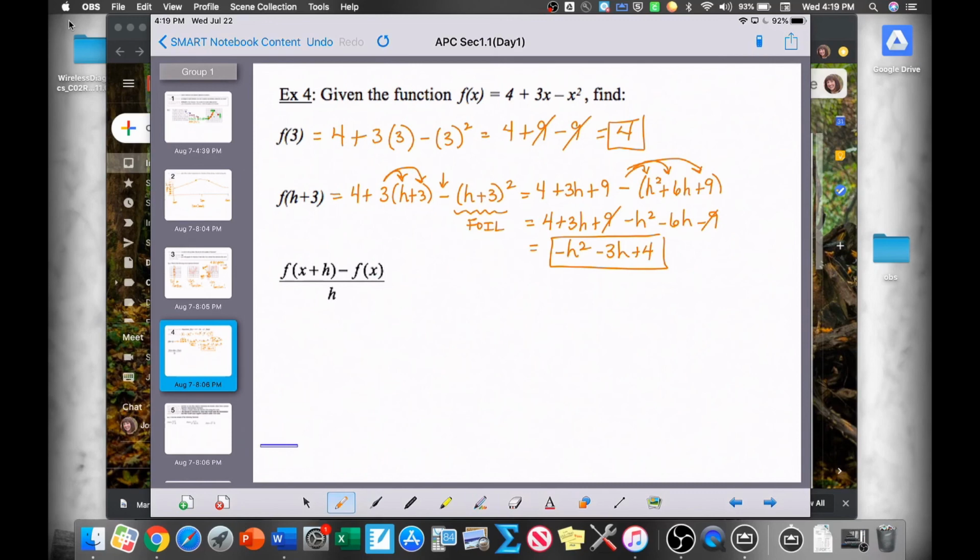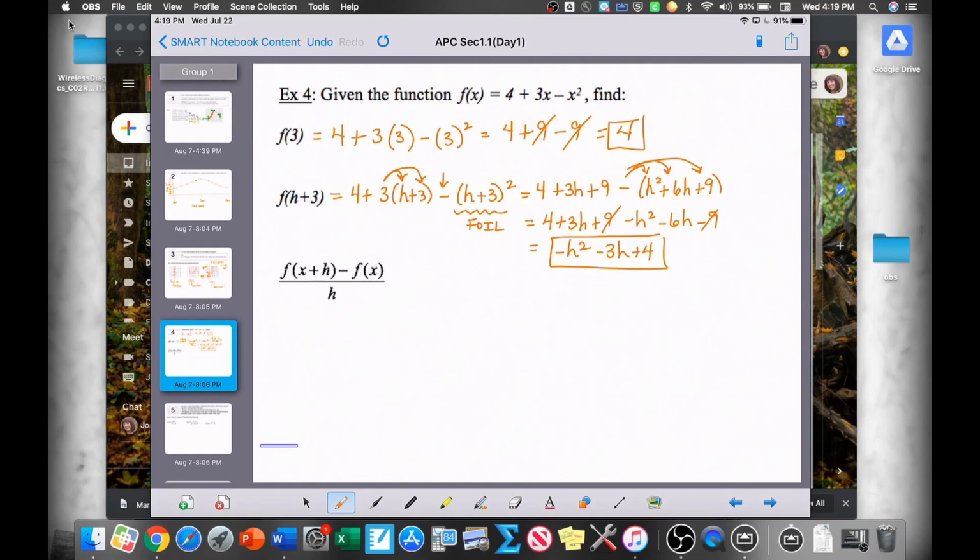Our next example, f of x plus h minus f of x, all divided by h. This may look familiar to you. This is called the difference quotient. This is something that we dabbled with a little bit at the end of pre-calculus in chapter 12 last year. It's okay if you don't remember it. Right now, what we need to be focused on is what are they asking us to do?